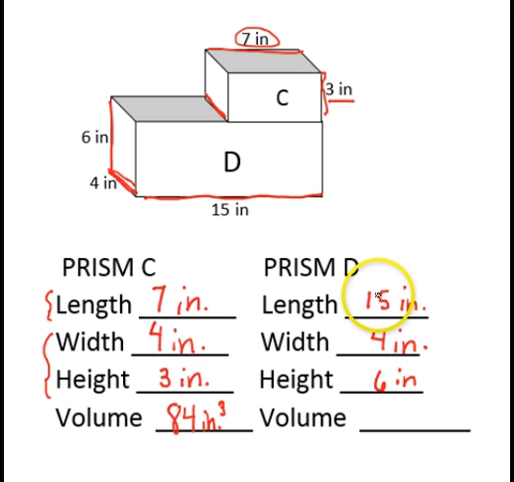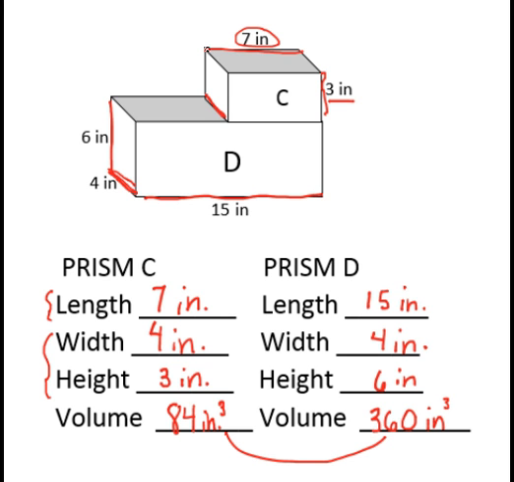And now I have to multiply these three numbers to find the volume of prism D. Well, I can take 4 times 15. 2 times 15 would be 30. So 4 times 15 is 60. 60 times 6 would be a total of 360 cubic inches for prism D.